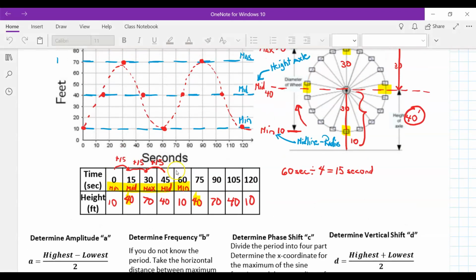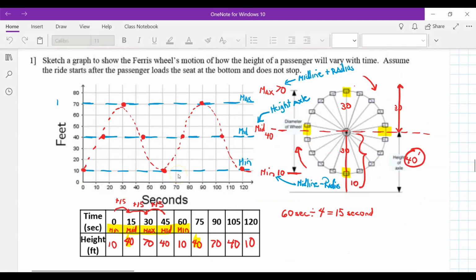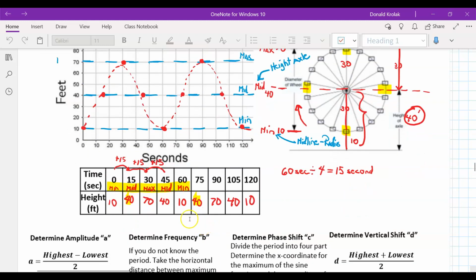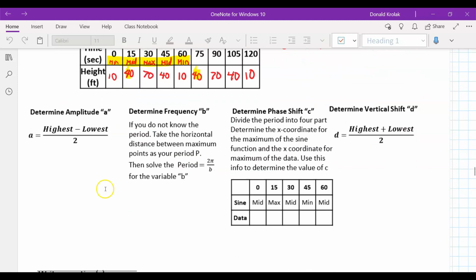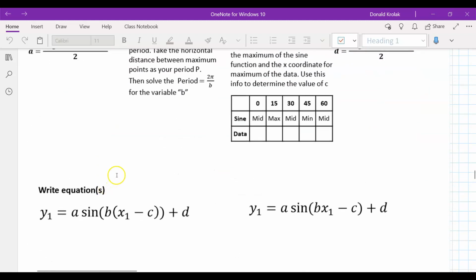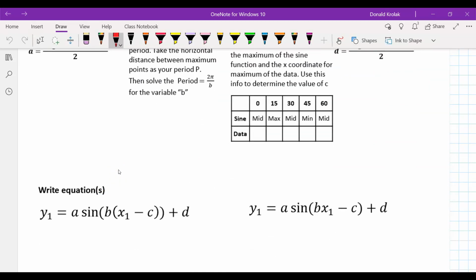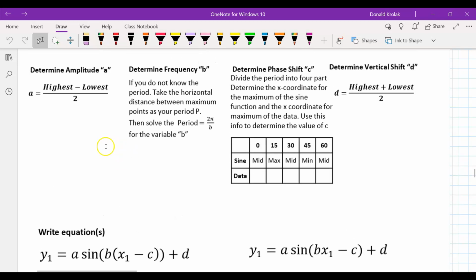Okay. All right, so now that's the graph part. Any questions on what I did there? Okay, now the next thing you're going to do is write out the equation. There are two ways we can write this equation, with the b multiplied through, or with the b outside the parentheses. These are going to be the same thing, they're just written differently.